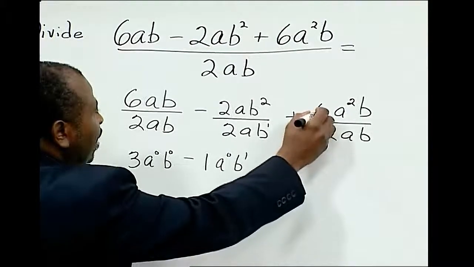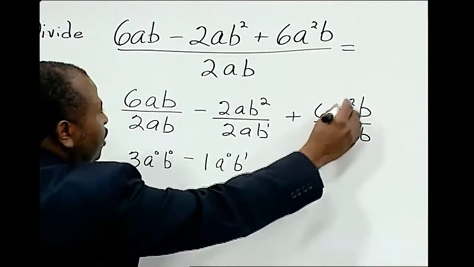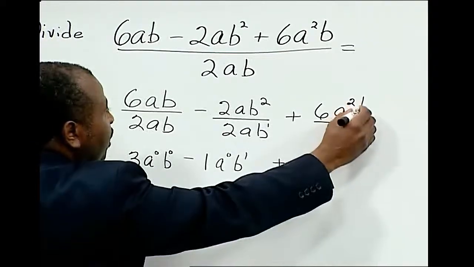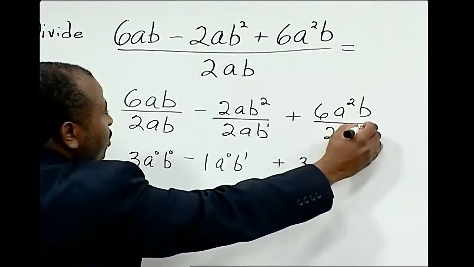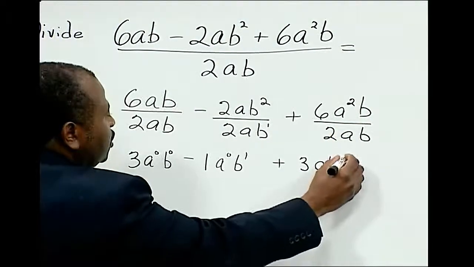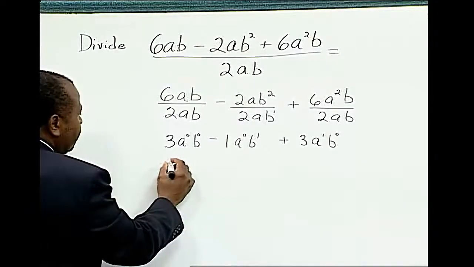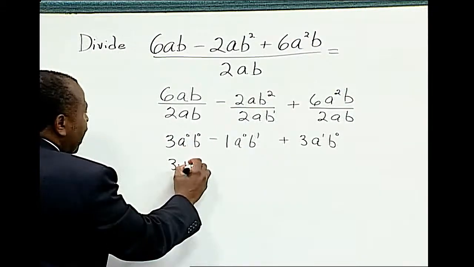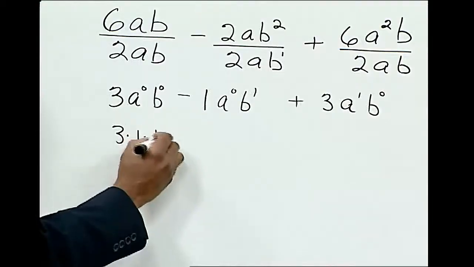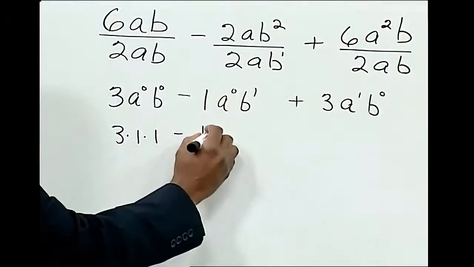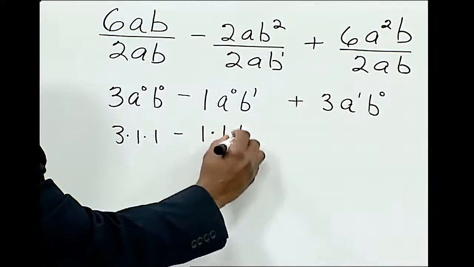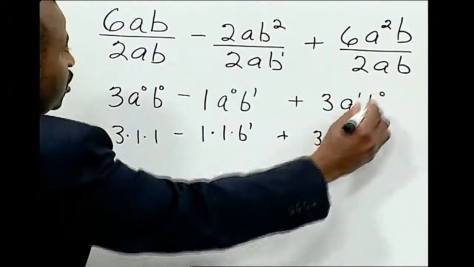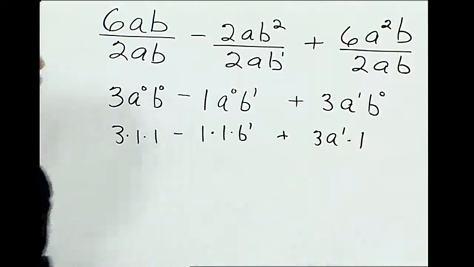Plus 2 divides into 6 3 times. A to the second power divided by a is equal to a to the first power. B to the first power divided by b to the first power is equal to b to the 0 power. Let's simplify. 3 times a to the 0 power is 1 times b to the 0 power, which is 1, minus 1 times a to the 0 power is 1, times b to the first power, plus 3a to the first power, b to the 0 power is equal to 1.